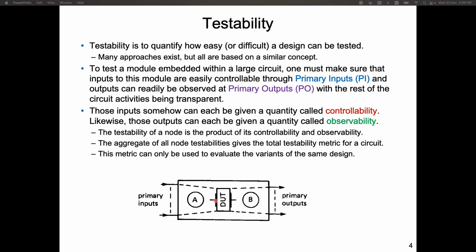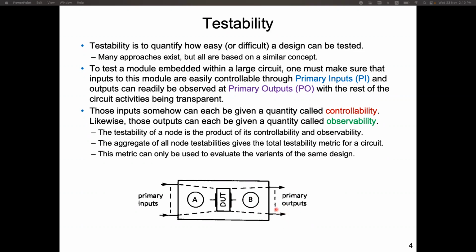Hence, those inputs to the module can each be given a quantity called controllability: how well we can control the input to the module. Likewise, the module's output can be given a quantity called observability: the ability to observe the module's output at the primary output.